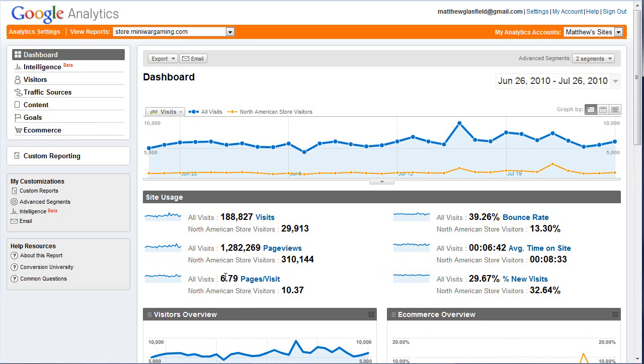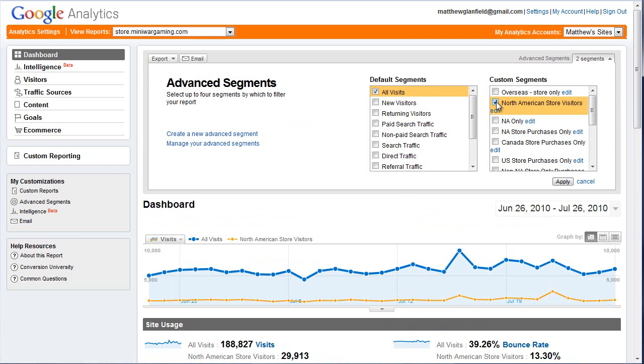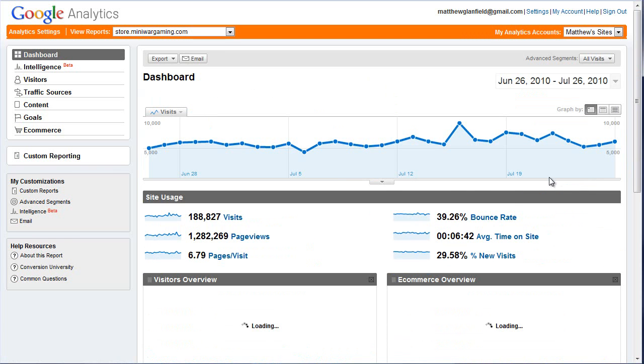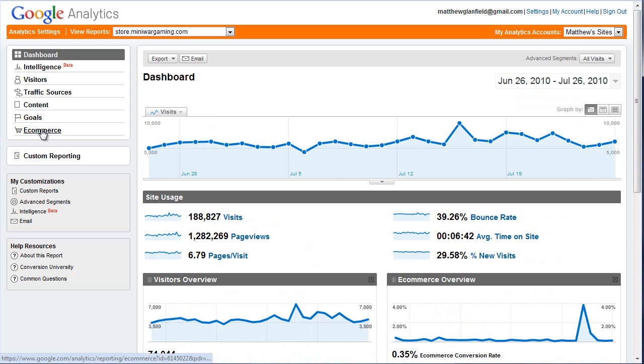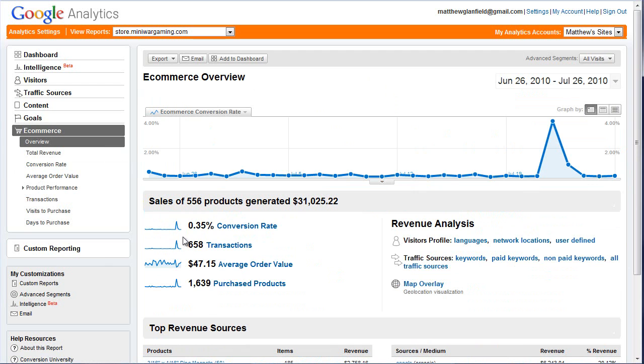And if you look at the all visits, there's 6.79 pages per visit, but in the store visits, there's 10.37. So obviously, when you start to look at different segments, you're going to get very different numbers. And that's why you can't just look at everything as a whole. You need to learn how to look at your statistics to get the real information. For example, if I were to disable this and go back to only looking at all visitors, and then I were to click on my e-commerce tab, which tells me my e-commerce percentage, I would see that I have a 0.35% conversion rate on my store, which is pitiful.